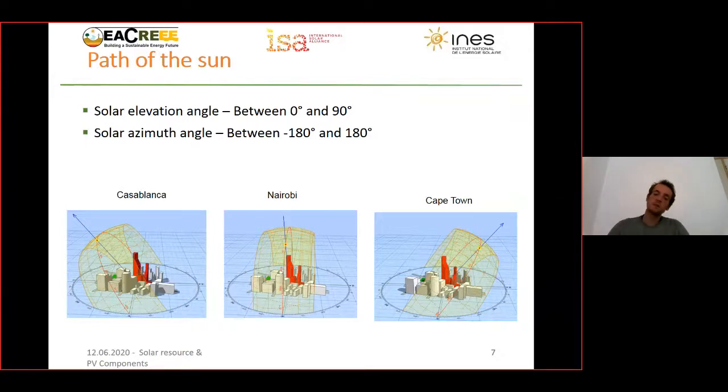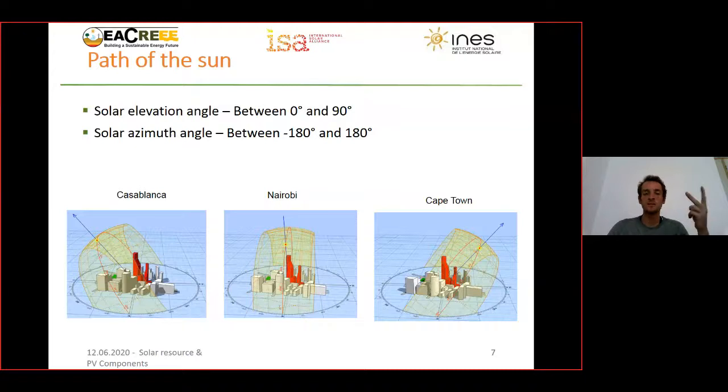And this path of the Sun, we can characterize it by simply two angles. The first angle is azimuth angles. Azimuth angles represent the angle on the horizontal surface that you have between your system, for example, your PV system, and the Sun at a certain moment. Second angle is a solar elevation angle, and this is just the angles between the height of the Sun, so the elevation of the Sun, compared to the horizontal axis.